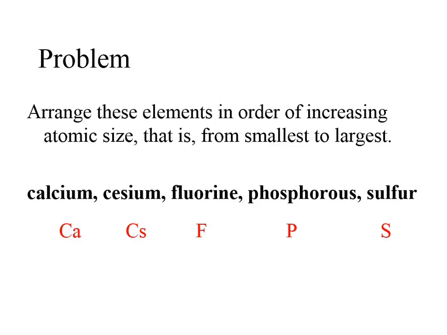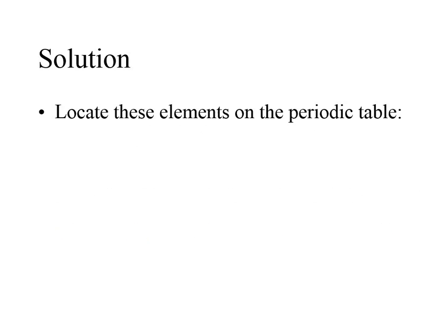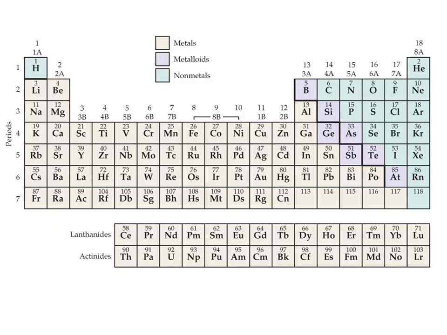My first step is to grab your periodic table. Find those elements on your periodic table and draw circles around them. They will look like this. These are the 5 elements that we're curious about right now. Notice that I picked only group A elements, because this trend of decreasing size from left to right and increasing size from top to bottom applies only to the group A elements.